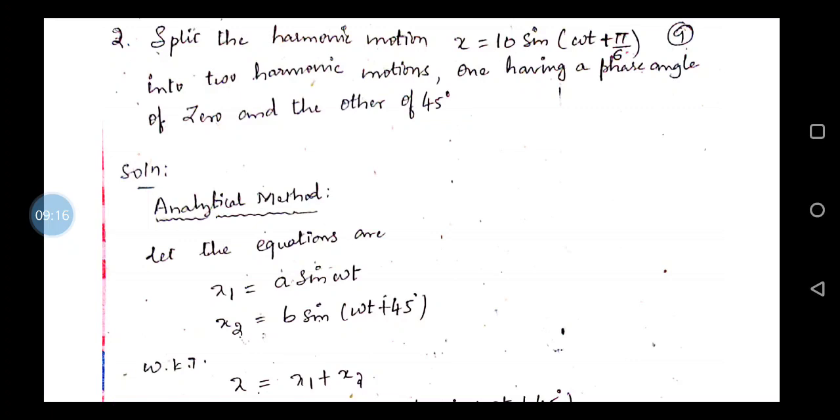Now let us discuss the second one. Here, instead of giving two different equations, they have given a single equation which we need to split into two equations.